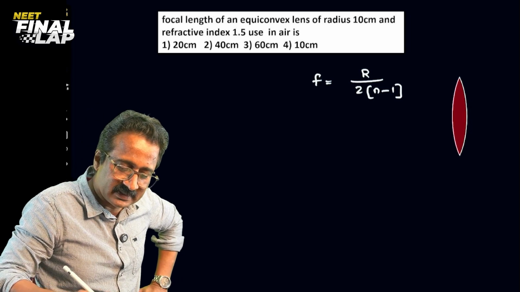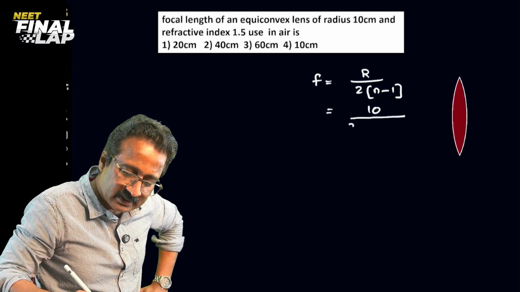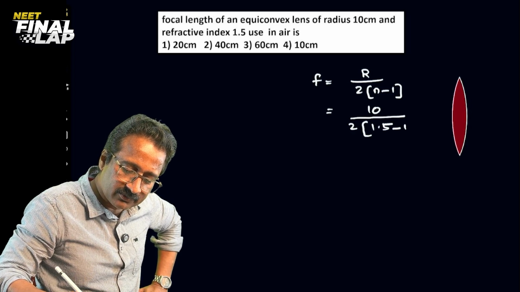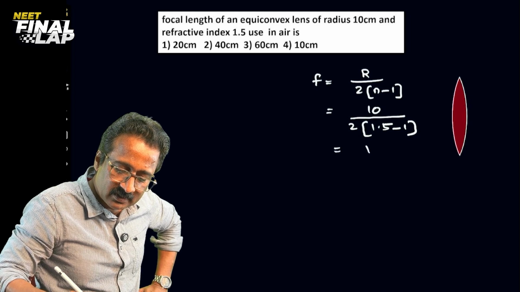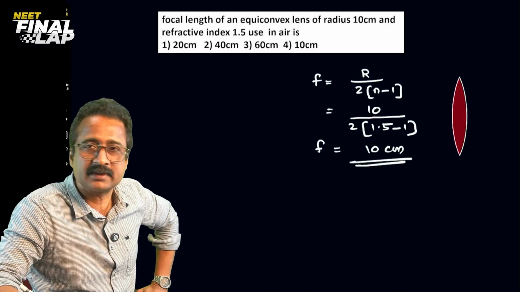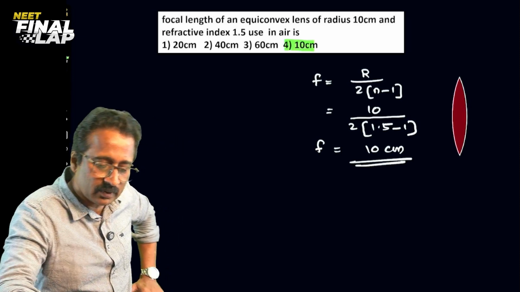So here it is given that radius of curvature is 10 cm, so just put 10 here. Yes, 2 into (n minus 1). n is given to be 1.5, therefore 1.5 minus 1. Yes, the answer here is 10 cm. That is the focal length of this lens. So you'll see that it is 10 cm, which is that you can go with option 4.